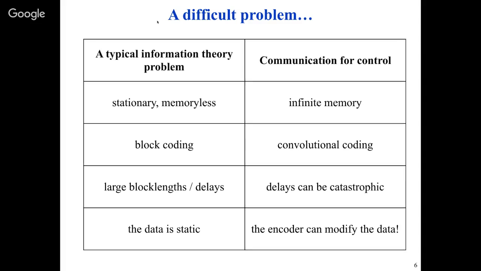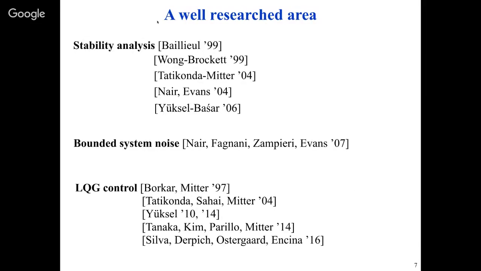And so the final challenge here is that in a typical information theory problem, the data is static. This is something that's given to the encoder. It doesn't change. The encoder cannot change the data. Whereas in communication for control, the encoder can actually modify the future data that it will need to encode at the next step. Right? So we somehow need to account for the fact that whatever the encoder does affects the data that it can see at the next step. And this is a well-researched area. Here I mentioned some of the relevant works, but still there is a lot that is not understood.